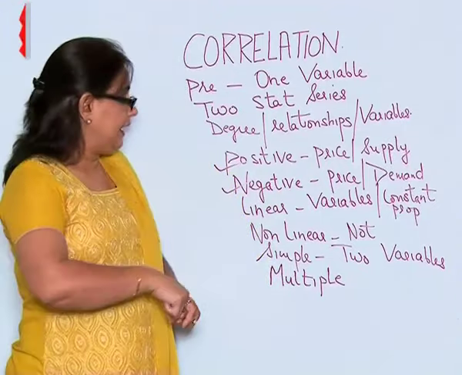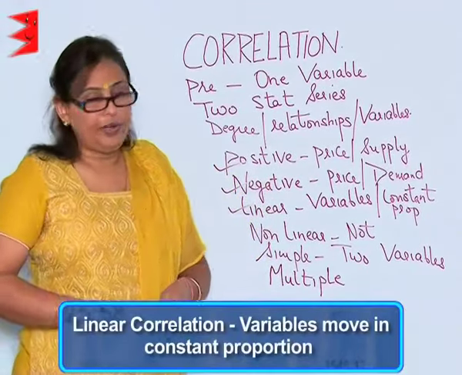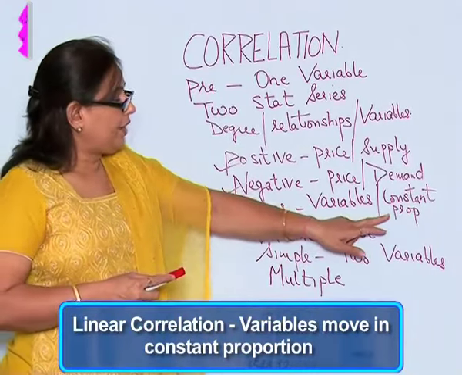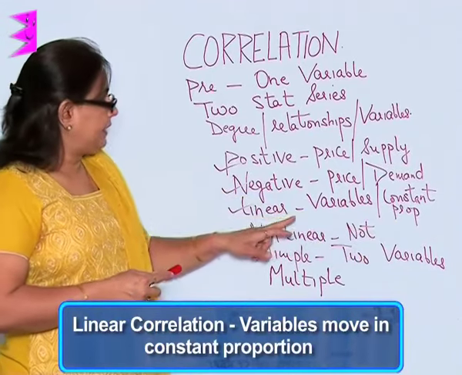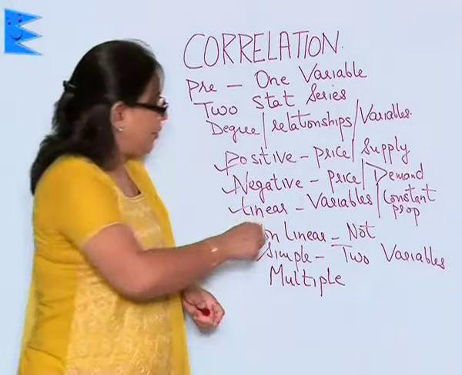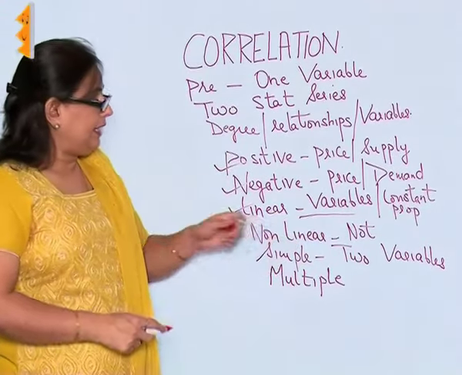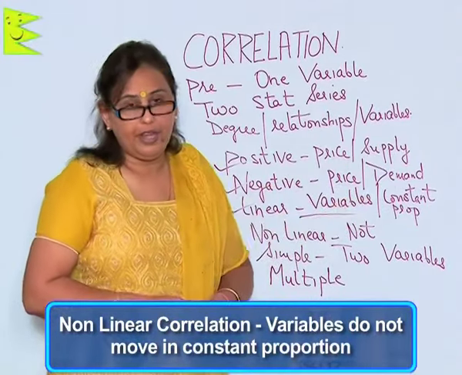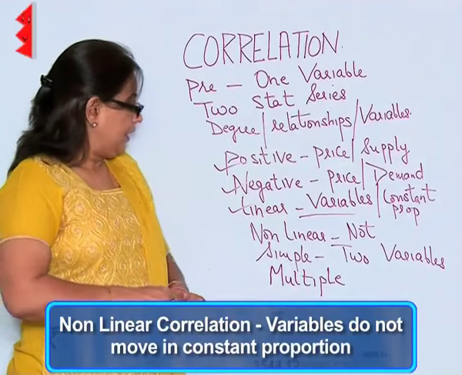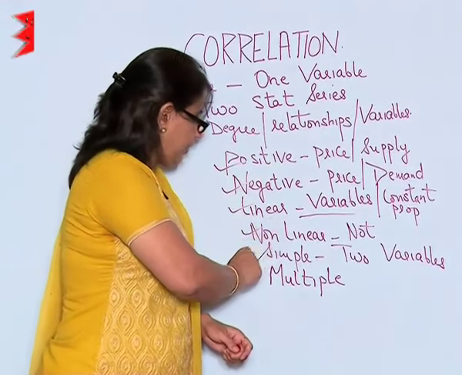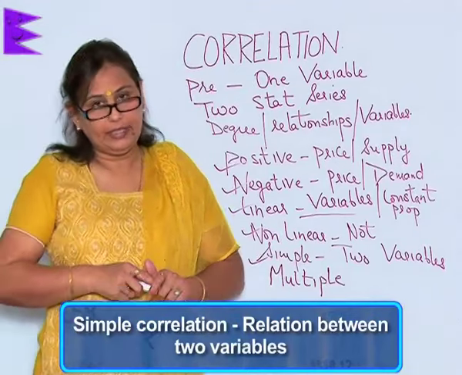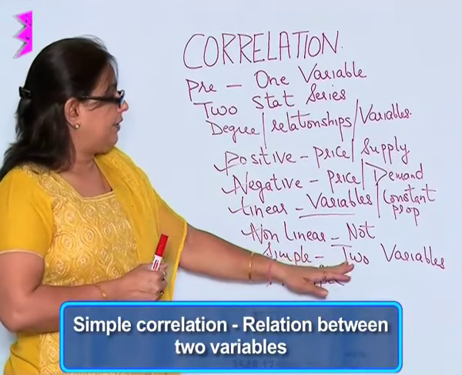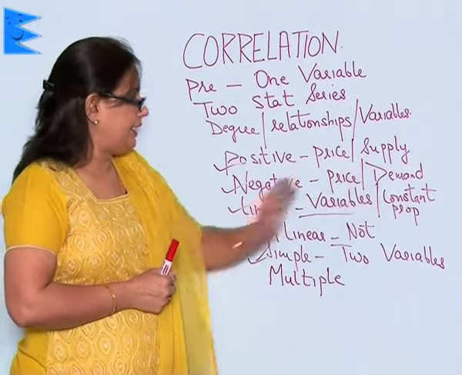Then we have the linear correlation. Linear correlation is when two or more variables move in constant proportion. You can draw a line. And non-linear correlation is when the variables do not move in constant proportion. The next is the simple correlation. Simple correlation is the correlation between two variables, as we said, between price and demand.